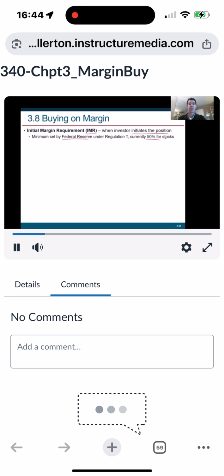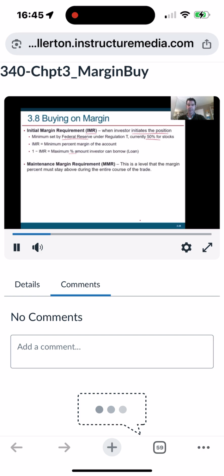That is the percentage that I have to pay for of those shares. I can only borrow up to 50%. So IMR is the minimum percent margin of the account when I first enter into a trade. And 1 minus that is the maximum percentage that you can borrow from your broker. Right now it's symmetric: I have to put up at least 50%, meaning I can borrow a total of 50%. That's when I start the trade. Let's imagine I buy $10,000 worth of Apple. I used $5,000 of my own money, and I used $5,000 in a loan from the broker.